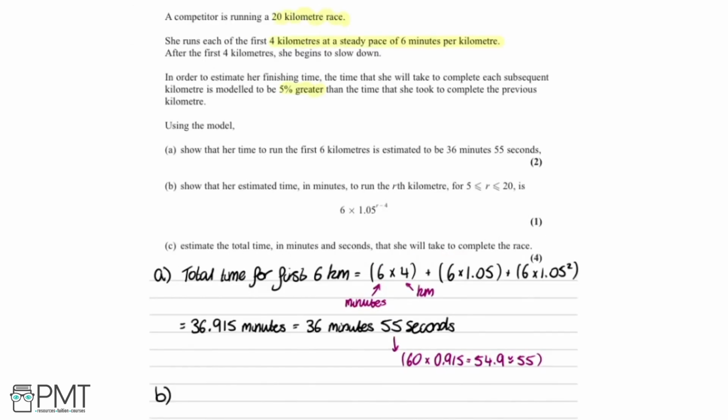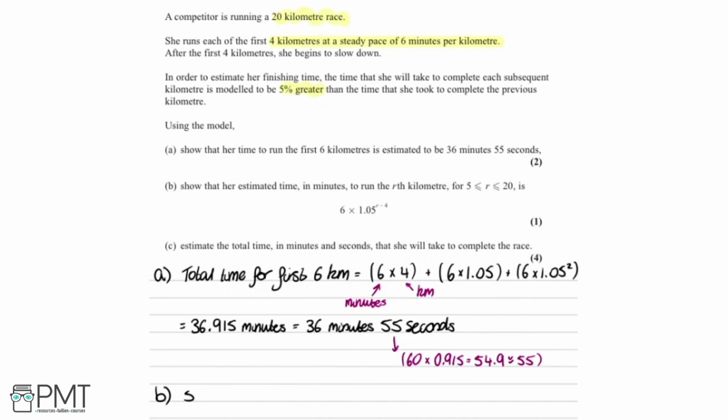Moving on to part B, it says we need to show that her estimated time in minutes to run the rth kilometre, for r between 5 and 20, is 6 times 1.05 to the power of r minus 4. And this is just for 1 mark. So we're just going to write down what we know.